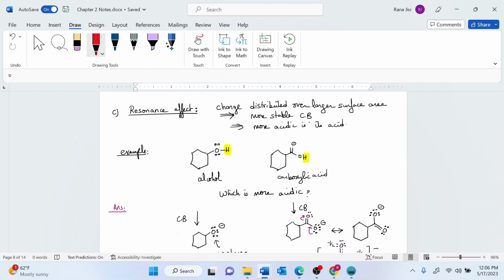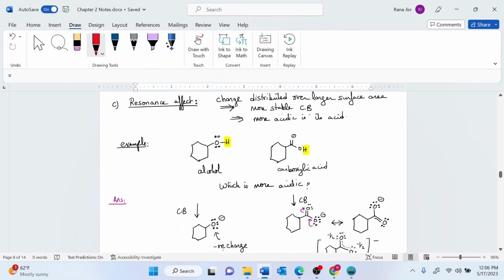The third factor that affects the acidity is the resonance. And it's the same idea, because what you're doing here is you are working with the conjugate base every single time, and you are checking the stability of the conjugate base. So you need the charge on the conjugate base to be delocalized, meaning to be spread over a larger surface area. Let's have these two examples. I'm comparing an alcohol versus a carboxylic acid. Both have hydrogens in there, and both of these hydrogens are connected to the oxygen, which is the same electronegative element.